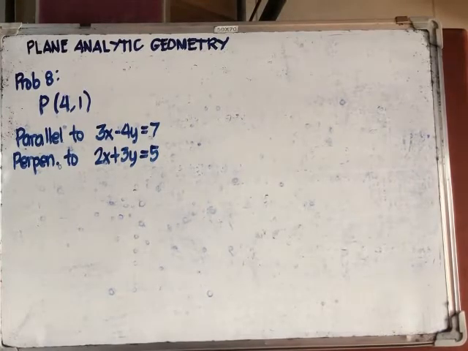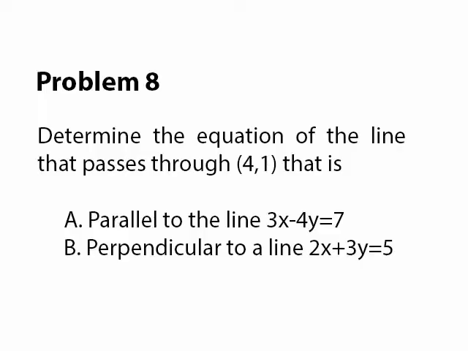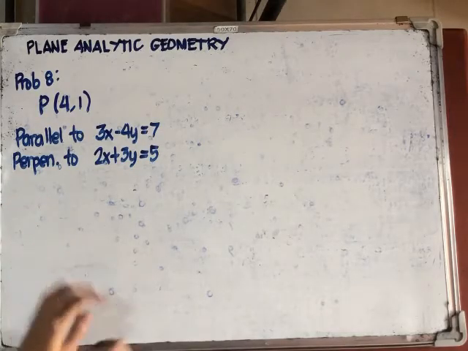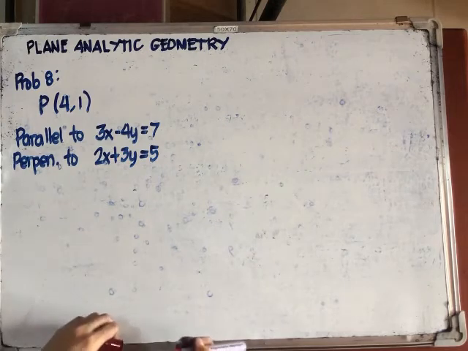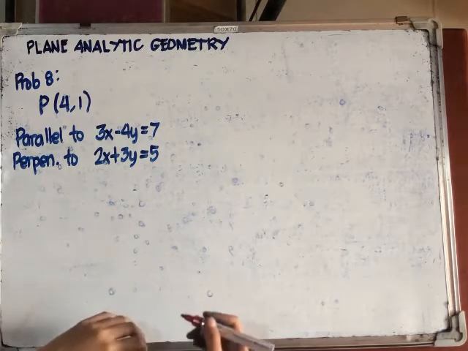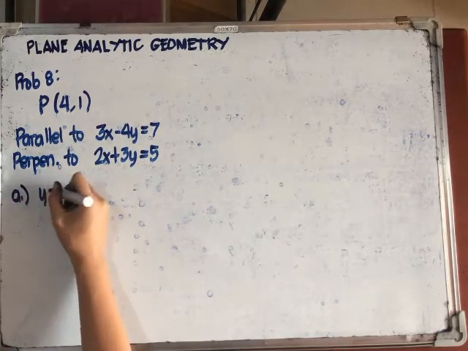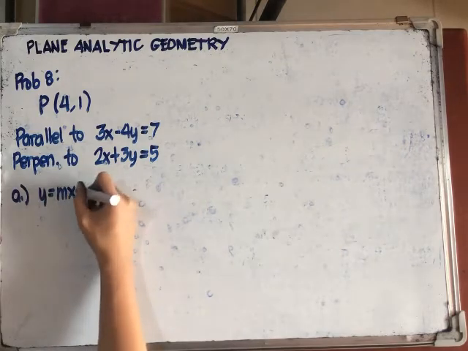Moving forward to problem 8. Determine the equation of the line that passes through point 4, 1 and, for the first question, parallel to 3x minus 4y equals 7. And letter B is perpendicular to 2x plus 3y equals 5. So we actually have a point here and a line. From this line, we can obtain our slope by transforming it first to our y equals mx plus b form.